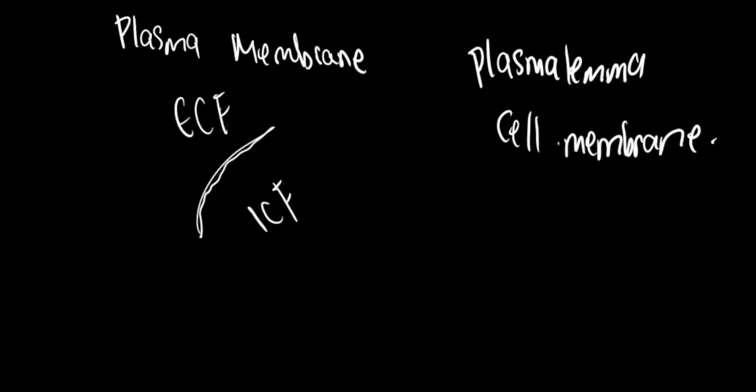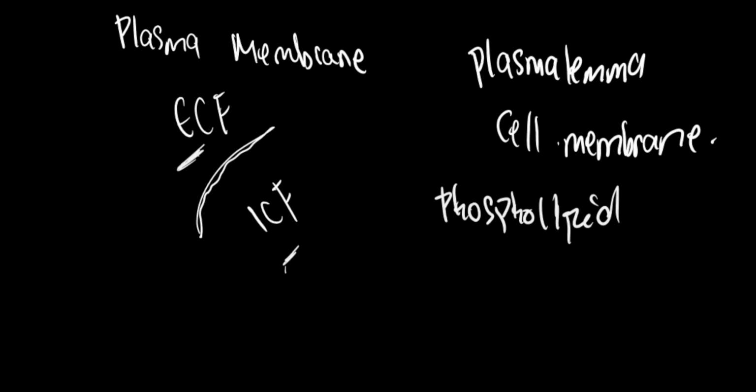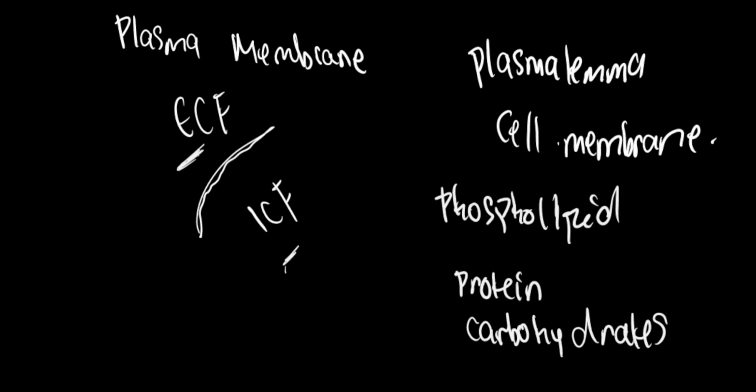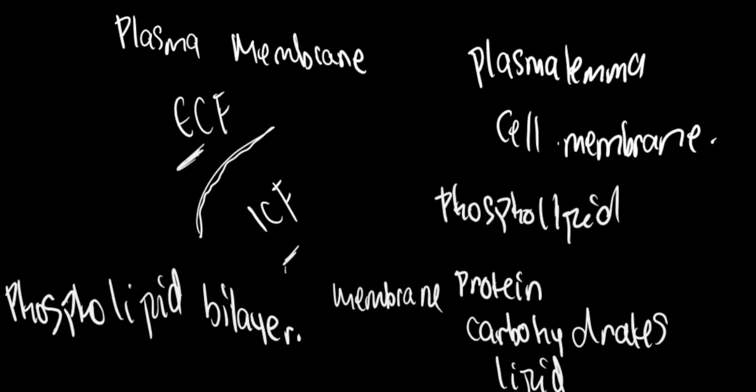So let's go back to our study of the plasma membrane. As stated earlier, the plasma membrane serves as a barrier between the extracellular fluid and the intracellular fluid. The plasma membrane, or the cell membrane, is made of phospholipids, but not entirely phospholipids. There are 3 major macromolecules that make up the plasma membrane. We have proteins, we have carbohydrates, and of course we have lipids. All of these macromolecules serve different purposes in the plasma membrane.